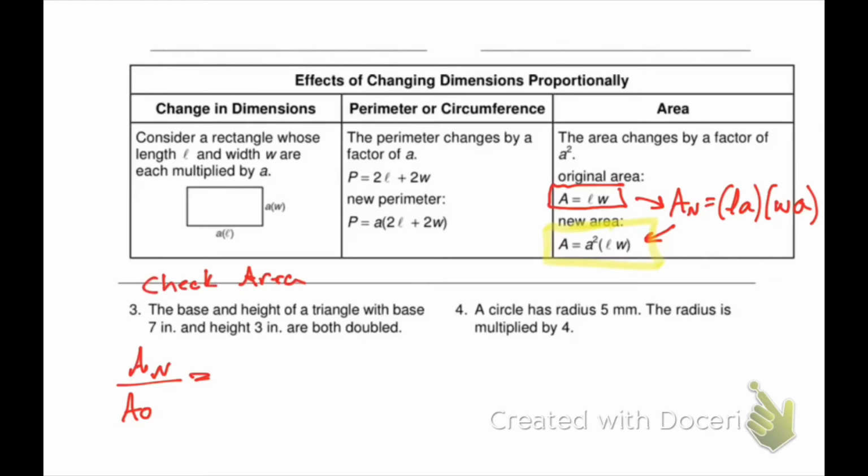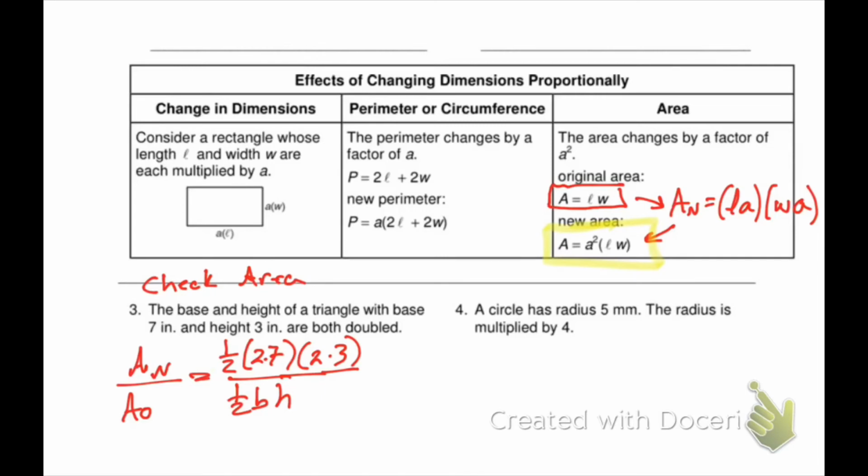Area. If the base and height are both doubled. Let's start with my original. So I'm dealing with a triangle, so I take 1/2 base times height. Well, my new area is still going to be 1/2 base times height, but my base is now 2 times 7 and my height is now 2 times 3. They were both doubled, each separately, each independently.